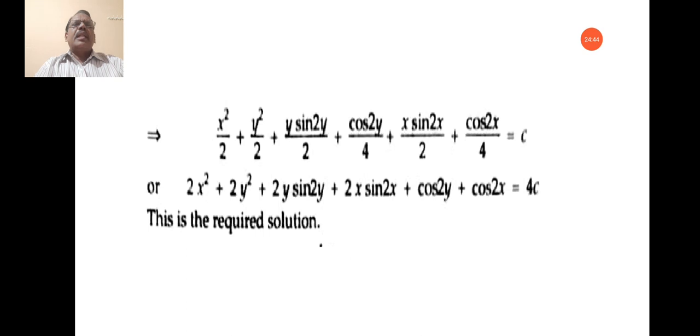After integrating the remaining terms, we get the solution as 2x square plus 2y square plus 2y sin 2y plus 2x sin 2x plus cos 2y plus cos 2x is equal to 4c. This is the required solution of the given differential equation. In this way we can find the solution of some differential equations.